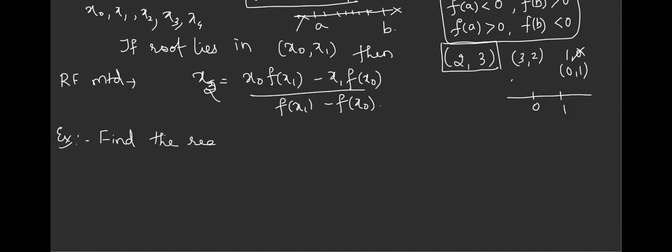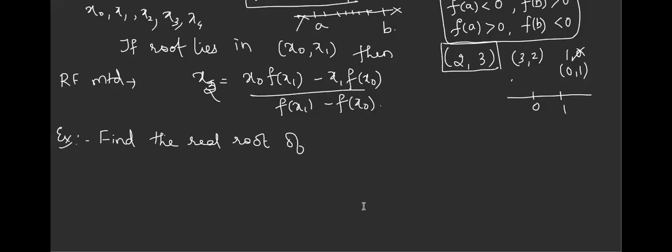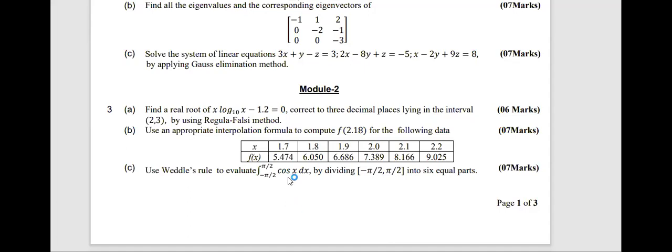Find the real root of x log x to the base 10 minus 1.2 equal to 0, correct to 3 decimal places, lying in the interval 2, 3, by using regula falsi method. It is not regular, it is regula falsi method.